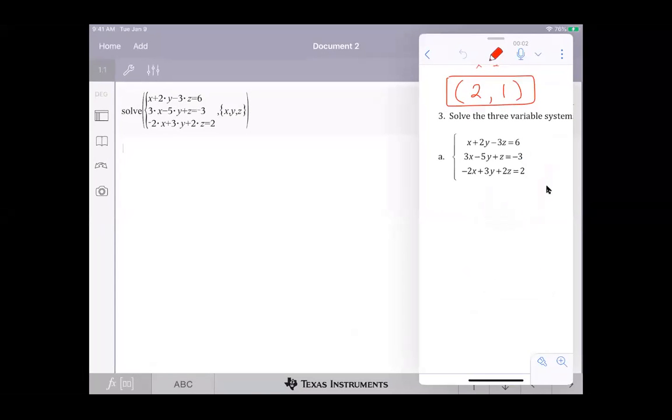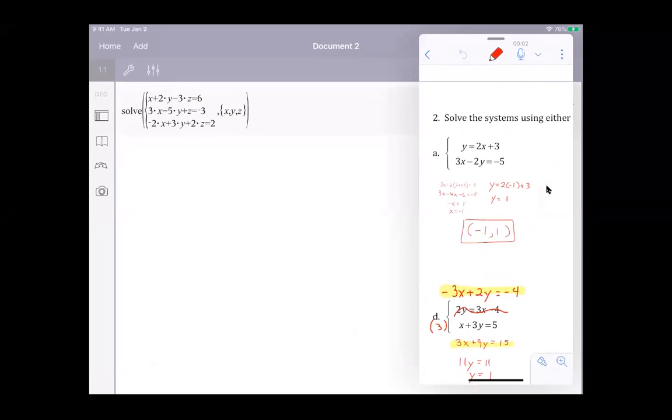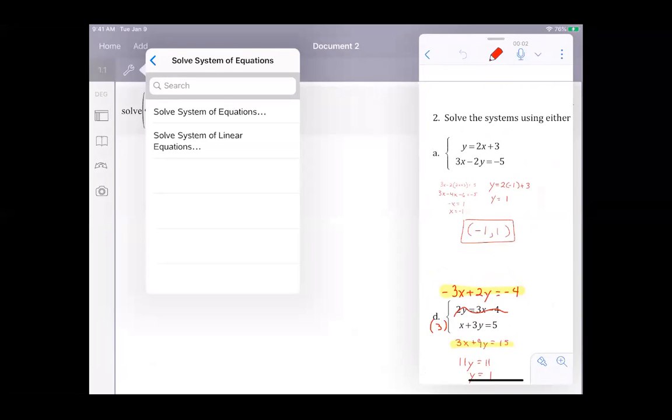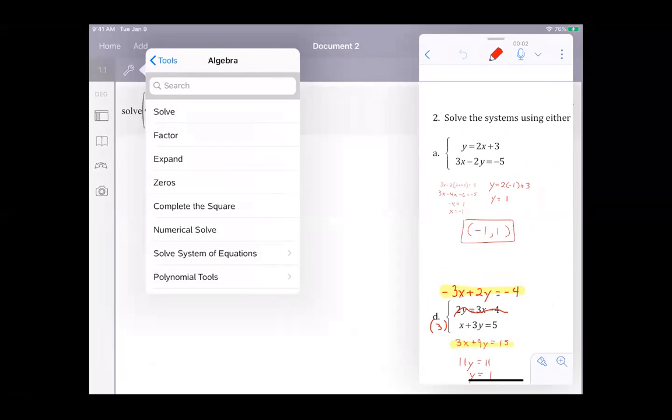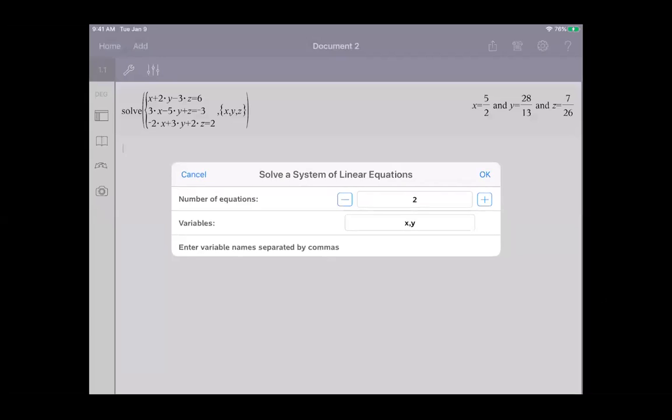So just to go through that process again, let's pick this one that we did. Okay, we already know for problem 2A what the solution is, but just to practice, I'm going to go to the tool, and I'm still in my system. Again, just to show you where it's at, it's in algebra and system of equations, and this is a 2x2 system. So I'll hit OK.